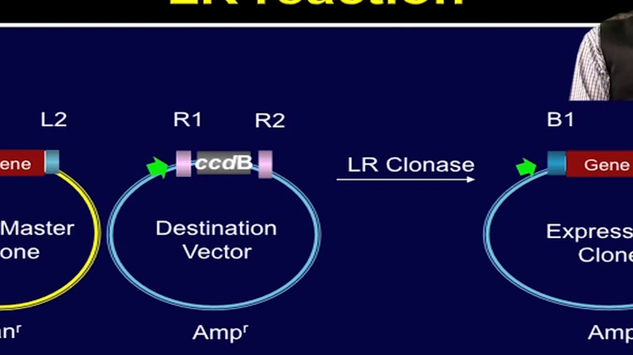This destination vector contains attR sites, R1 and R2. The gene of interest can move from the entry or master clone to the destination vector. pDEST is modified to accept the protein coding sequence in frame from the master or entry clone by using the recombinational cloning enzyme known as LR clonase. Once this reaction is completed, the reaction mix can be plated on an ampicillin plate, and since the vector contains the ampicillin resistance gene, it can be screened on the ampicillin plates.